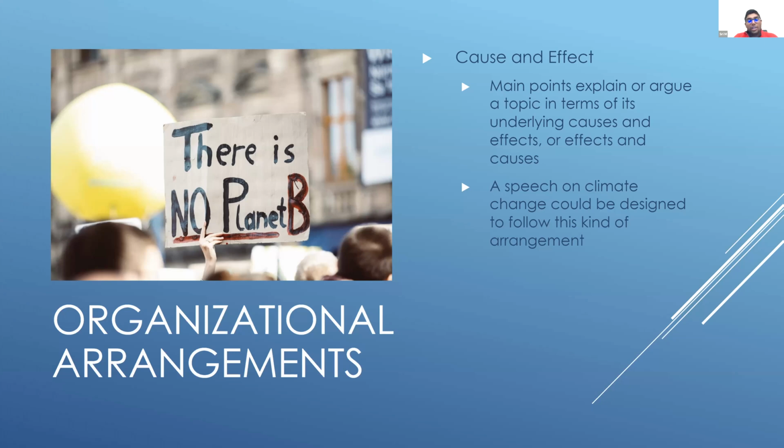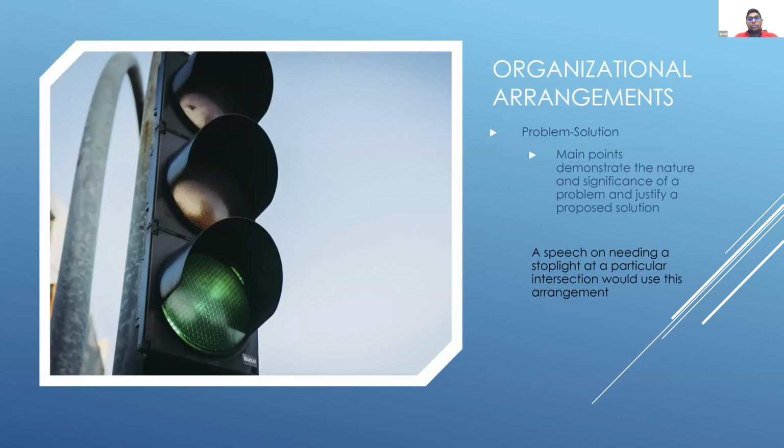You can say that due to this, the global temperature has risen, and because of that, the ice caps are now melting and our ocean levels are rising, which is going to reclaim more land. And eventually, if we keep going on at this rate, then all of the land of the world will start to be covered by water. So this is a cause and effect type of organizational arrangement and can be used as such.